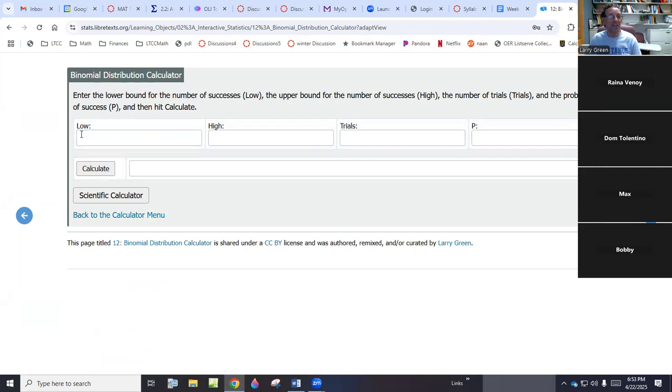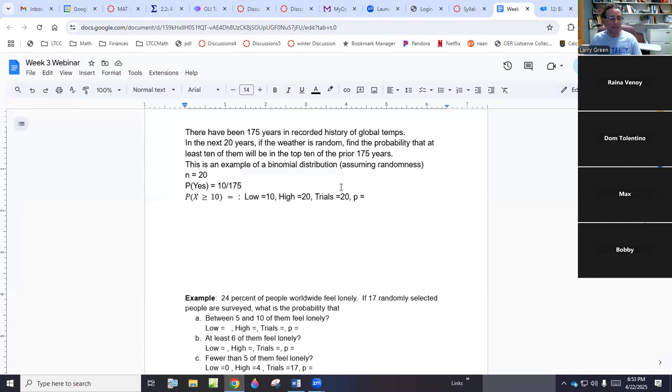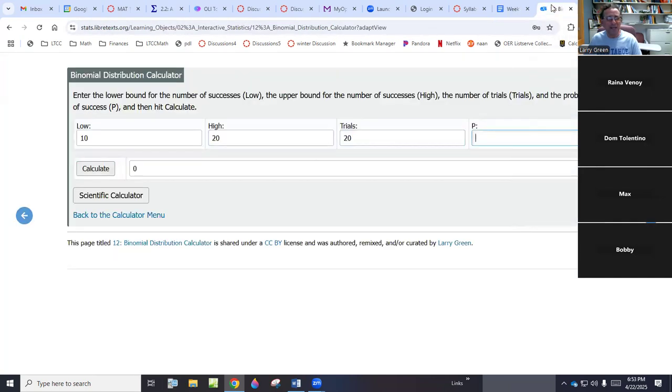Okay, and then it asks you for the low, the high, the trials, and P. The low, if you remember, was 10. The high was 20. The trials were 20. And I am going to click P. I'm going to hit calculate. Oh, I'm sorry, we need P also. And the probability, got to put that one in. So P was 10 out of 175.